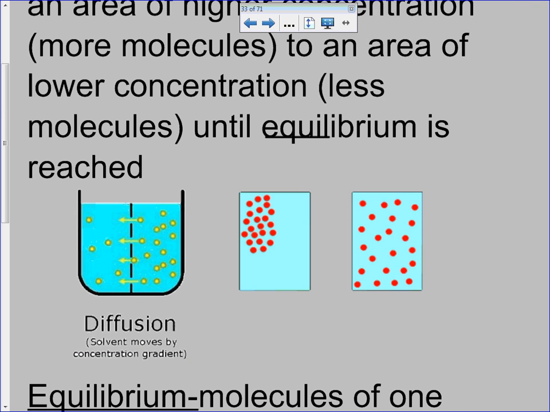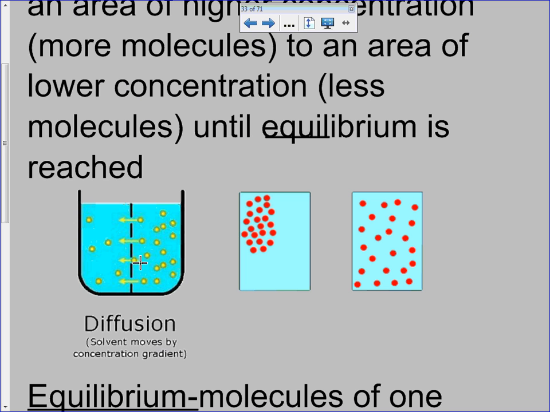Here are two examples of diffusion. Here's one where it's a very high concentration and slowly it's moving to a lower concentration. In this example, this line would be the cell membrane, and let's say we take in oxygen. Each one of these yellow dots represents an oxygen molecule.